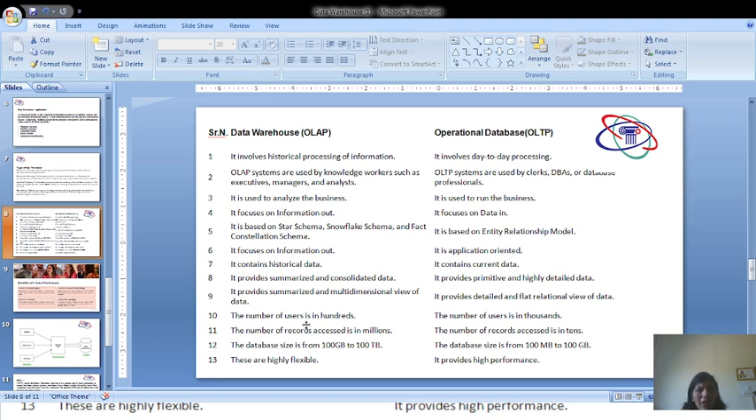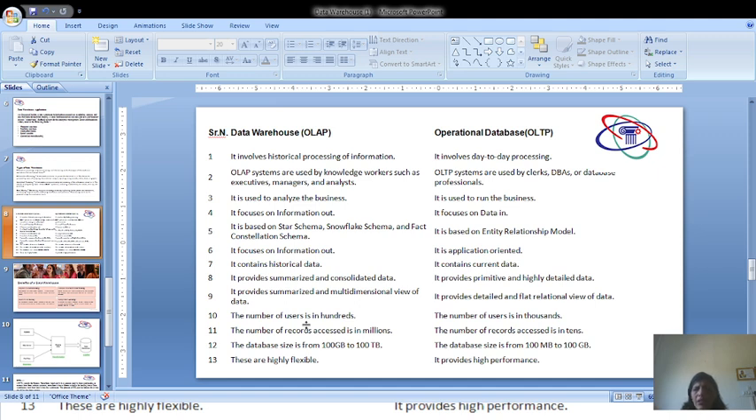OLAP is used to analyze the business. It focuses on information. It can use the star schema, snowflake schema, and fact constellation schema. These are the different ways to store data in the data warehouse. It contains historical data. It provides summarized and consolidated data. The number of users is in the hundreds, the number of records accessed is in millions, and data is highly flexible. These are some common features of OLAP.